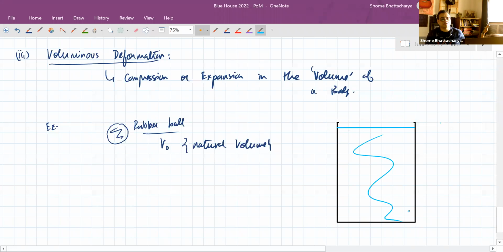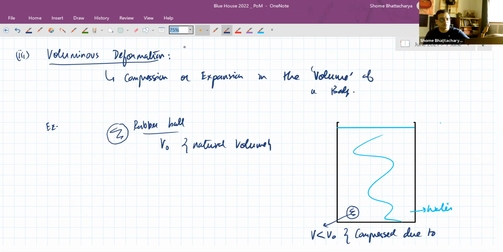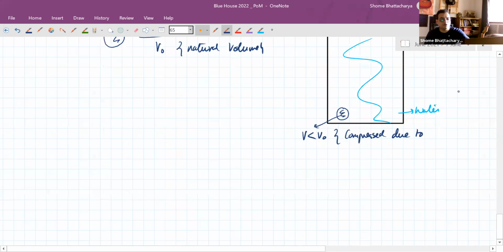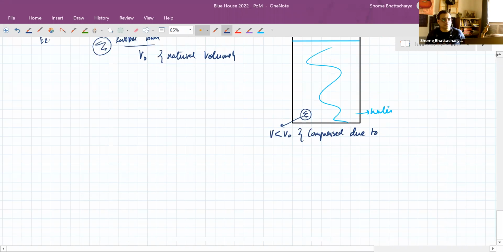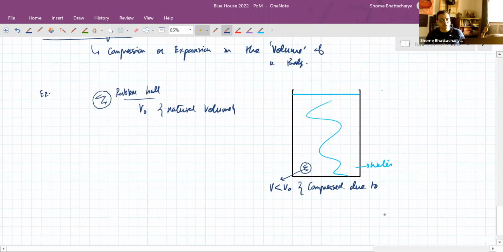If I take this same rubber object to a certain depth, you'll see that due to the excess pressure, V would have become less than V0. It was compressed due to the hydrostatic pressure. So that's an example of an object undergoing a voluminous strain or voluminous deformation.